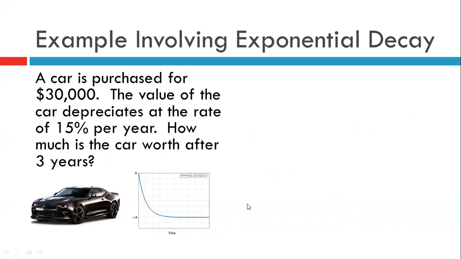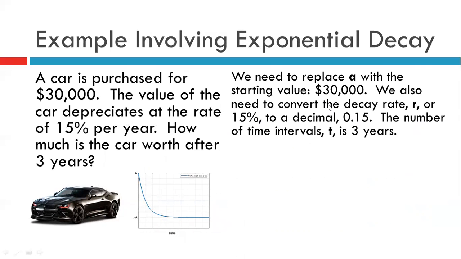Let's replace our variables. The start amount was 30,000. That's going to replace the variable A. We're going to convert our decay rate, R, 15% to a decimal. As a decimal, that's 0.15. We simply move our decimal point 2 places back. In a whole number, the decimal point is after the last digit. So if we move it 2 places back, it's going to land right before the 1. The number of time intervals, T, is 3 years.